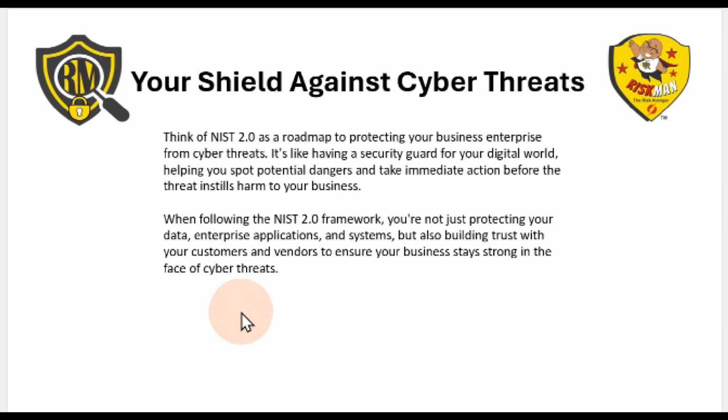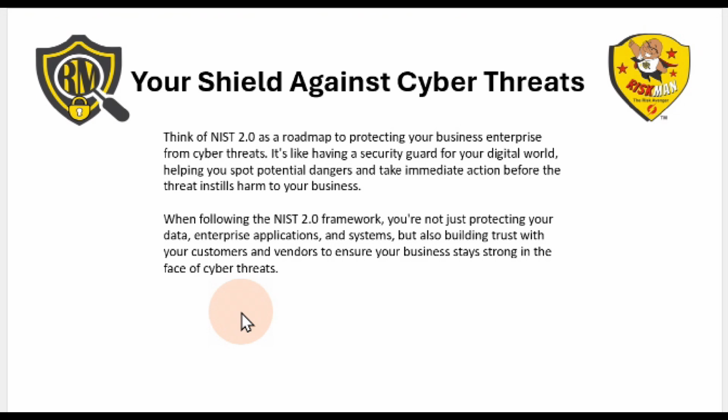So overall, NIST is your shield, and it's a good roadmap to use if you don't have a framework in place. It's definitely a good one to start with. There are other frameworks out there like ISO, COBIT, CIS, but this is the NIST CSF, not the SP version, and there is a difference between the two, because the SP is a little bit more stringent and it's a lot more complex.